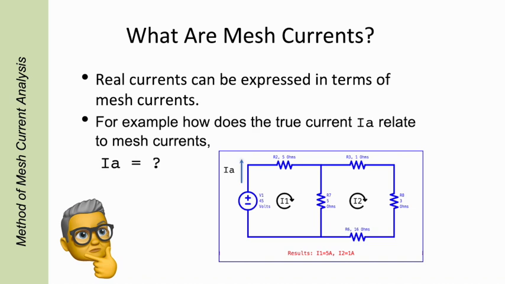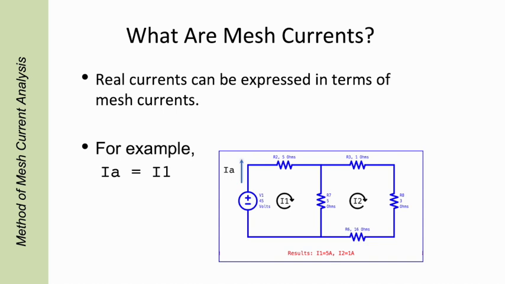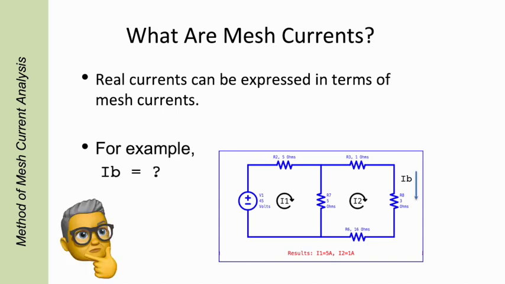Okay, so let's talk about the relationship between real currents and mesh currents. We can express them in terms of each other using simple algebraic relationships or direct relationships. Let's talk about this current IA, this true current IA that's going up through the source. How would it relate to the mesh currents? Very simply, IA is equal to I1. How about this current IB, true current IB going down through this resistor on the right-hand side? That would be equal to I2.